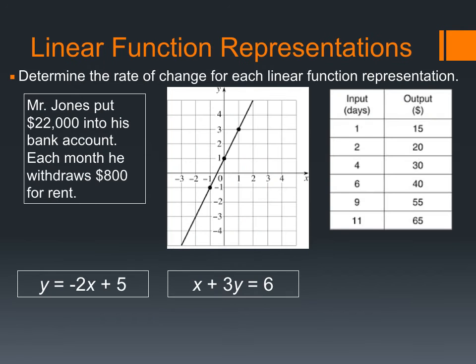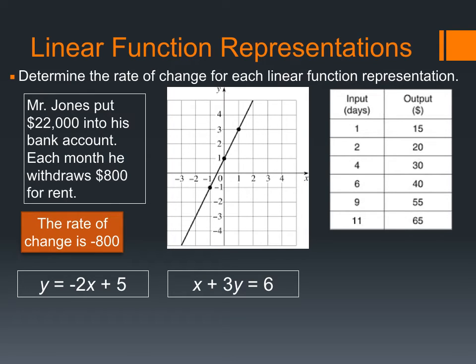So let's summarize all of the different representations we've been talking about. Here we have a context, a graph, a table, and 2 equations. These are all linear, and we want you to determine the rate of change for each linear function. So Mr. Jones put $22,000 into his bank account. Each month he withdraws $800 for rent. The rate of change is -800.